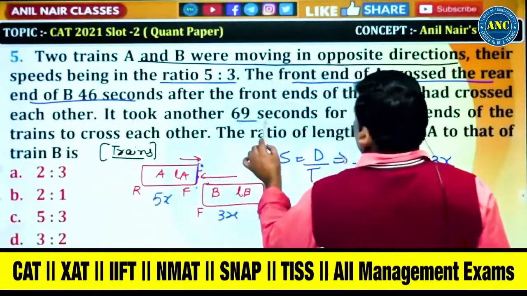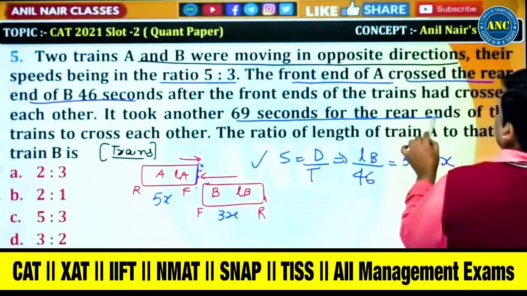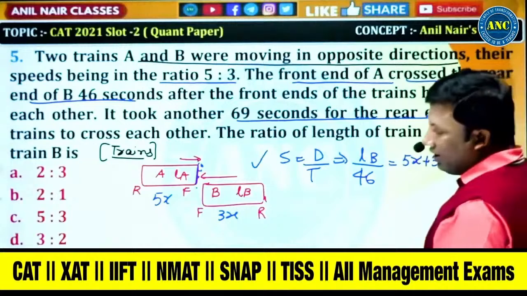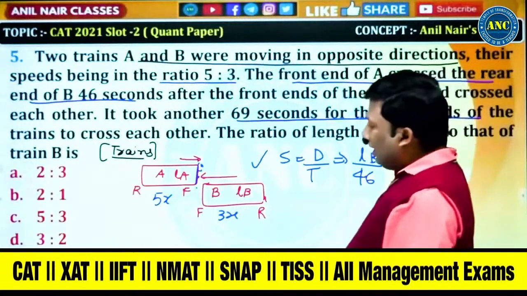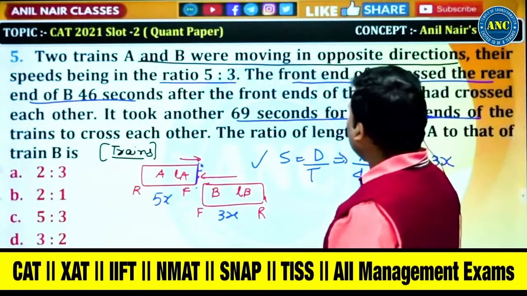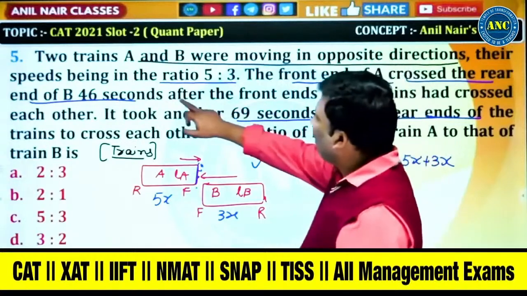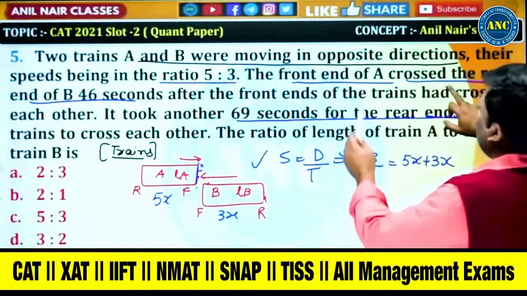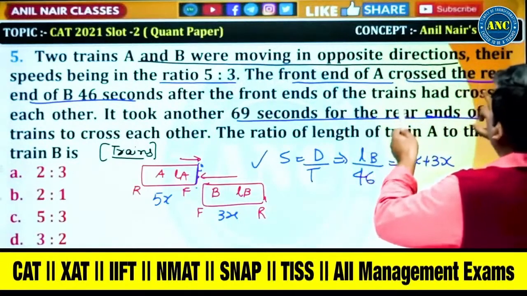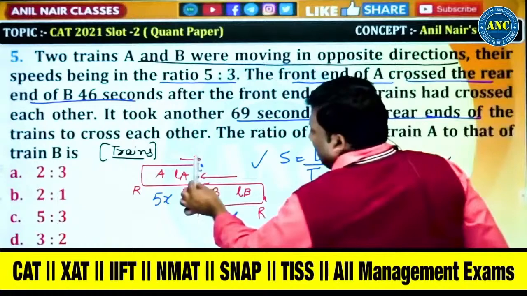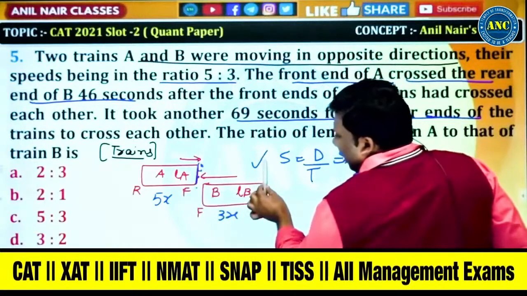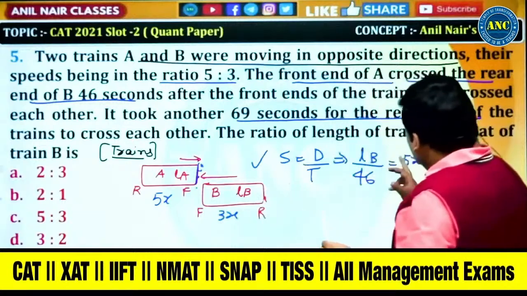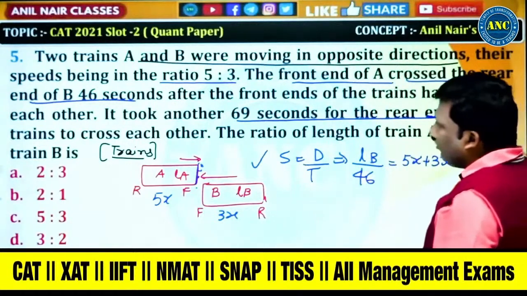It took another 69 seconds for the rear ends of the trains to cross each other, after, at the end of 46 seconds, the front end of A crossed the rear end of B. So total covered length is LB. LB is equivalent to 5x plus 3x into 46.